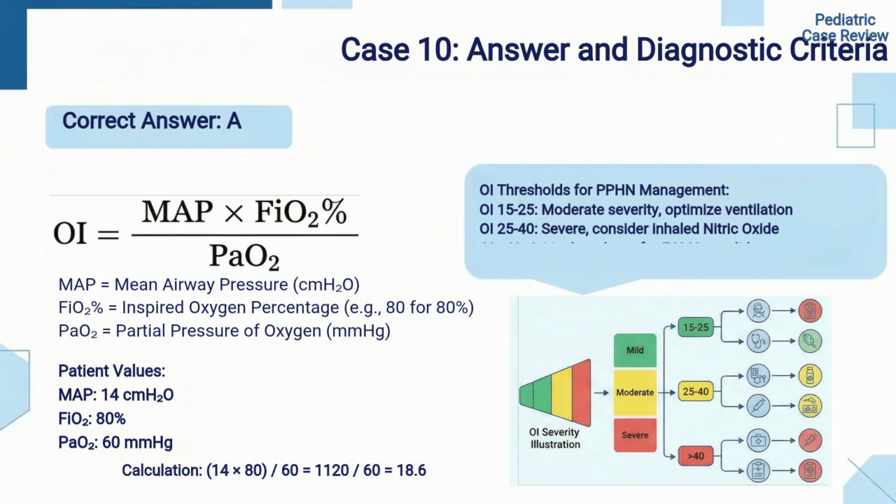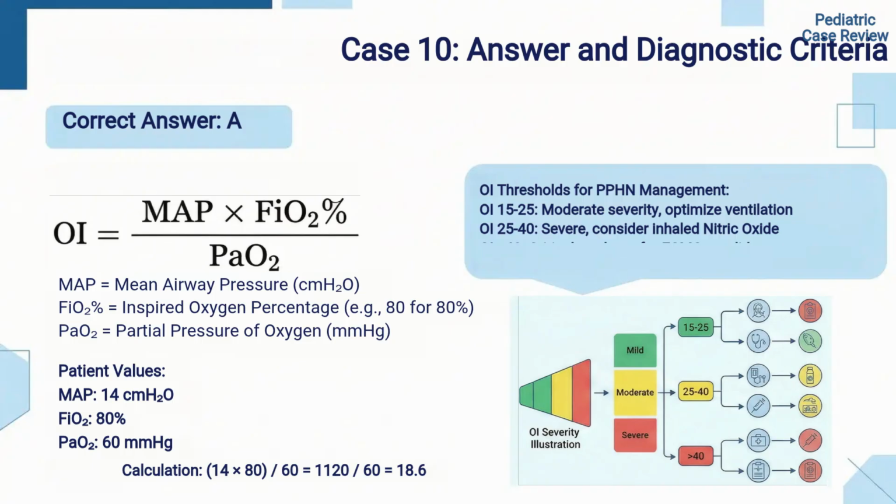The oxygenation index is calculated as mean airway pressure multiplied by the inspired oxygen percentage divided by the arterial oxygen partial pressure. Using the given values, 14 multiplied by 80 divided by 60 equals 1,120 divided by 60, which equals 18.6. This result places the patient in the moderate severity category.